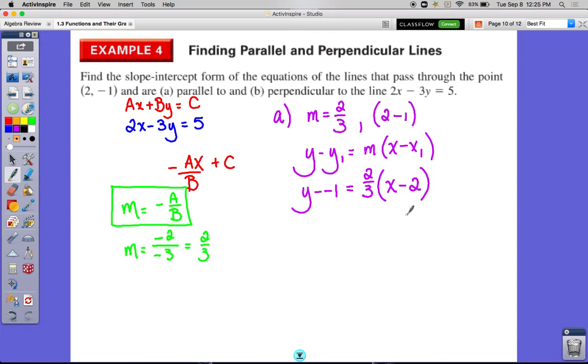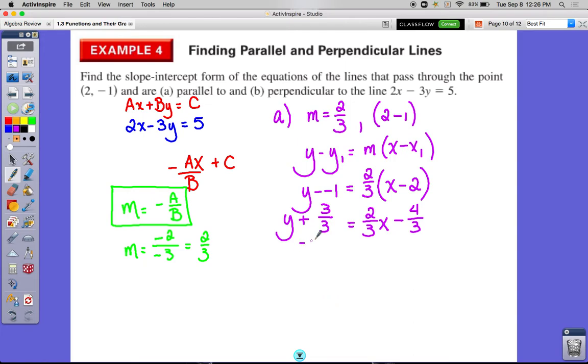2/3, and then parentheses x minus the x value, which is 2. Now again, I see a fraction. If you remember from earlier, I'm going to get smart ahead of time and save myself the trouble. I'm going to do this side first by saying 2/3 x minus 4/3, because now I have a bunch of fractions, and instead of saying +1, I'm going to say +3/3. By doing that, I'm making sure that all the fractions are playing nice.